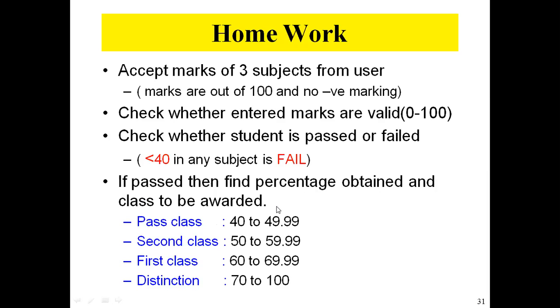Now, how do you award the class? Generally, in Pune University, what happens? If you get 70 and above, you get distinction. Recently, you might have observed on Facebook, I posted our class results of final year students of last year. They're all distinction holders. They got 70 and above marks percentage. 60 to 69.99, they are graded as first class. 50 to 59.99, they are graded as second class. And 40 to 50 is pass class.